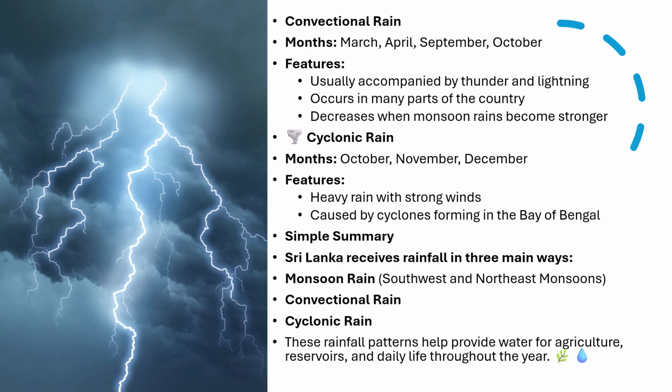Sri Lanka receives rainfall in three main ways: monsoon rain, southwest and northeast monsoon. Sorry about the mix up. Next is convectional rain, and the last one is cyclonic rain. These rainfall patterns help provide water for agriculture, reservoirs, and daily life throughout the year.